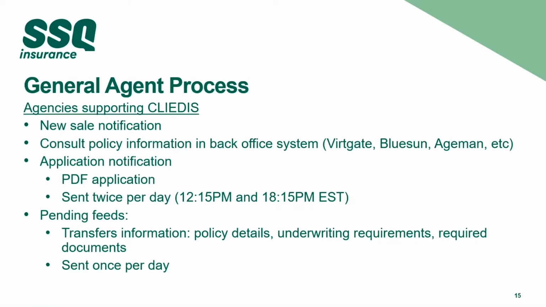So Clitus allows us to send the PDF applications and pending feeds, meaning the details of the policy, new business follow-ups, underwriting notes, directly into the back office system. Clitus is a standard that insurance companies and MGAs have to comply to in order to exchange data. So MGAs that support Clitus receive information regarding the e-apps directly into their back office systems. You don't need to enter in the information manually. So in order to be advised of a new sale, MGAs need to consult the files sent in their back office systems.